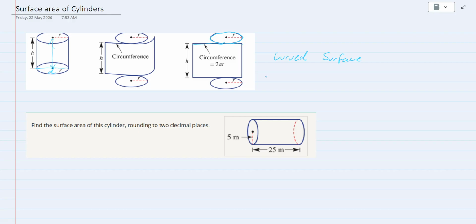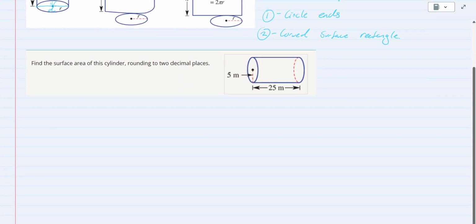So essentially you have two parts. You have the circle ends and then the curved surface rectangle. Okay, and for this question, we're only going to do one practice question here, but we have both ends sealed. So if this is a can of baked beans, both circles have their lids on.